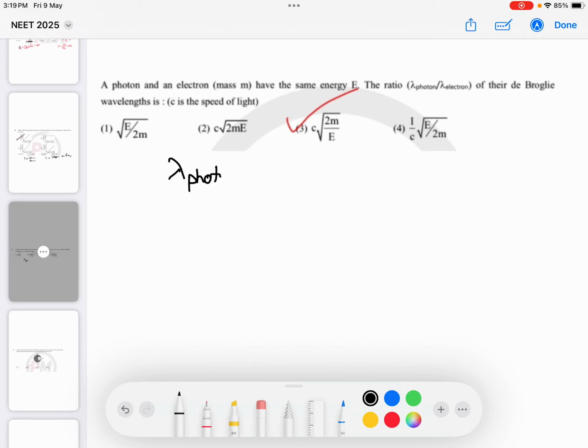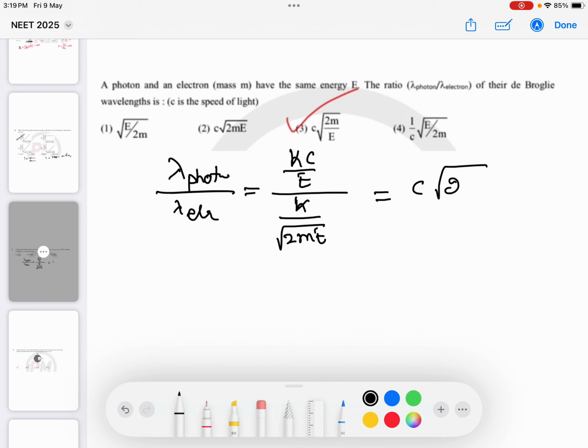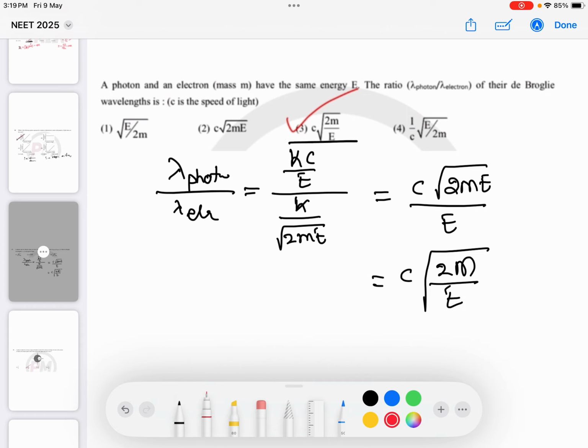Lambda photon divided by lambda electron. Lambda photon can be taken as lambda is equal to hc by E. Lambda electron can be taken as h by p, with p with respect to energy being root over 2mE. H cancels. Then you get the answer as c into root over 2mE by E. So this denominator E goes into the root, then you get the answer c into root over 2m by E. Option number 3 is there.